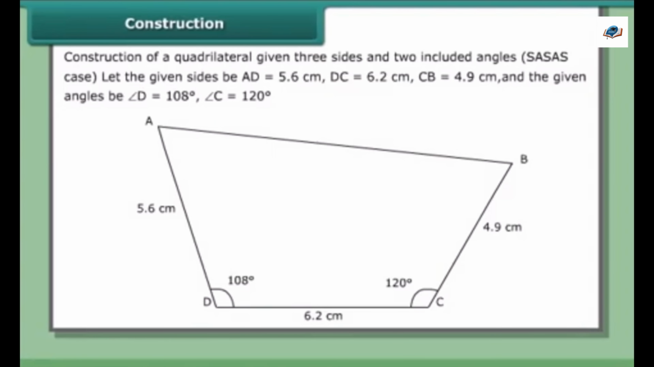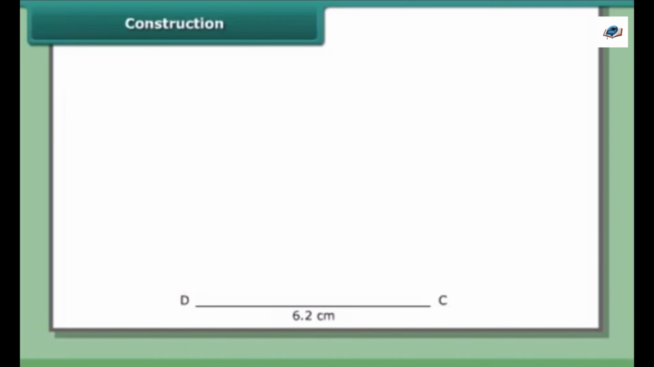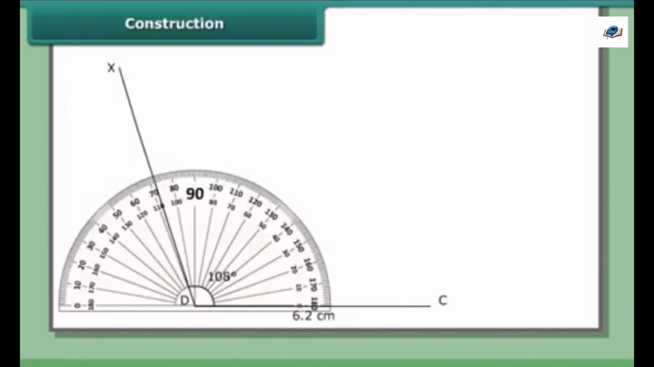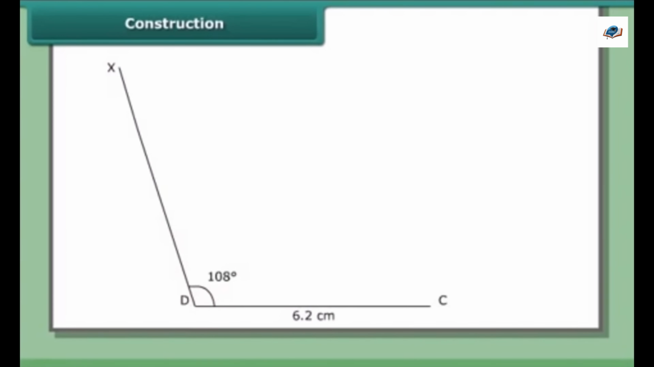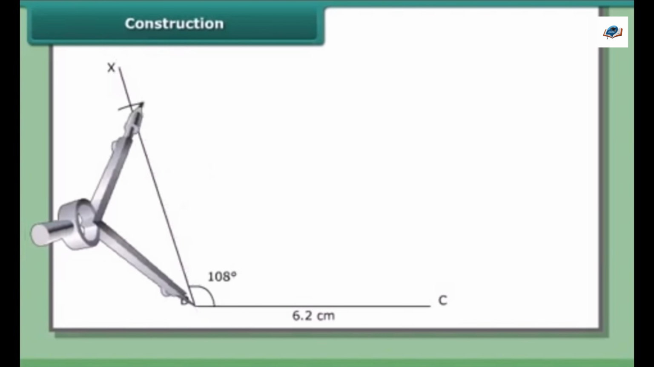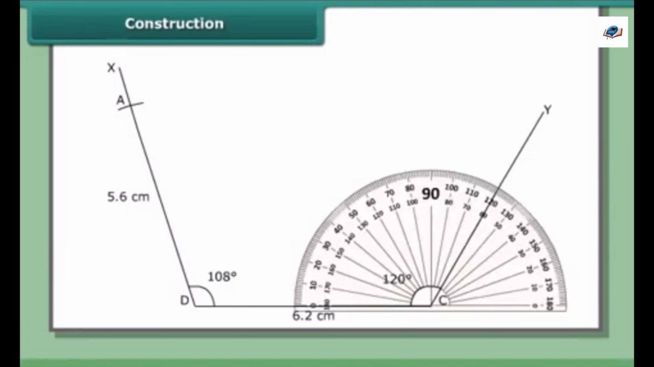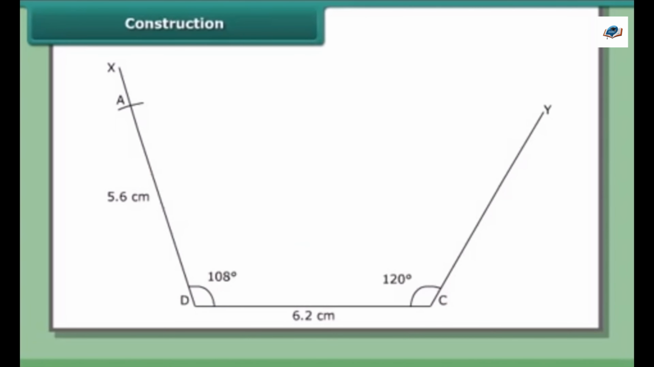In this case, we do not need to construct the quadrilateral by constructing two triangles. Draw DC as 6.2 cm. At D, draw angle CDX as 108 degrees. With D as center and radius 5.6 cm, cut off DA as 5.6 cm on the ray DX. At C, draw angle DCY as 120 degrees.